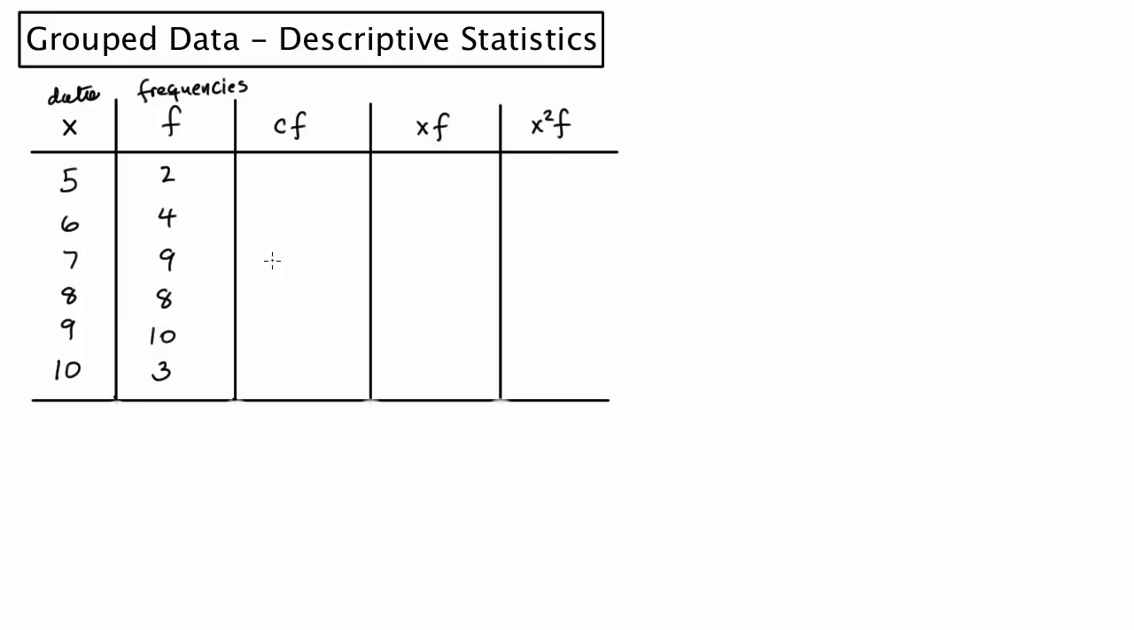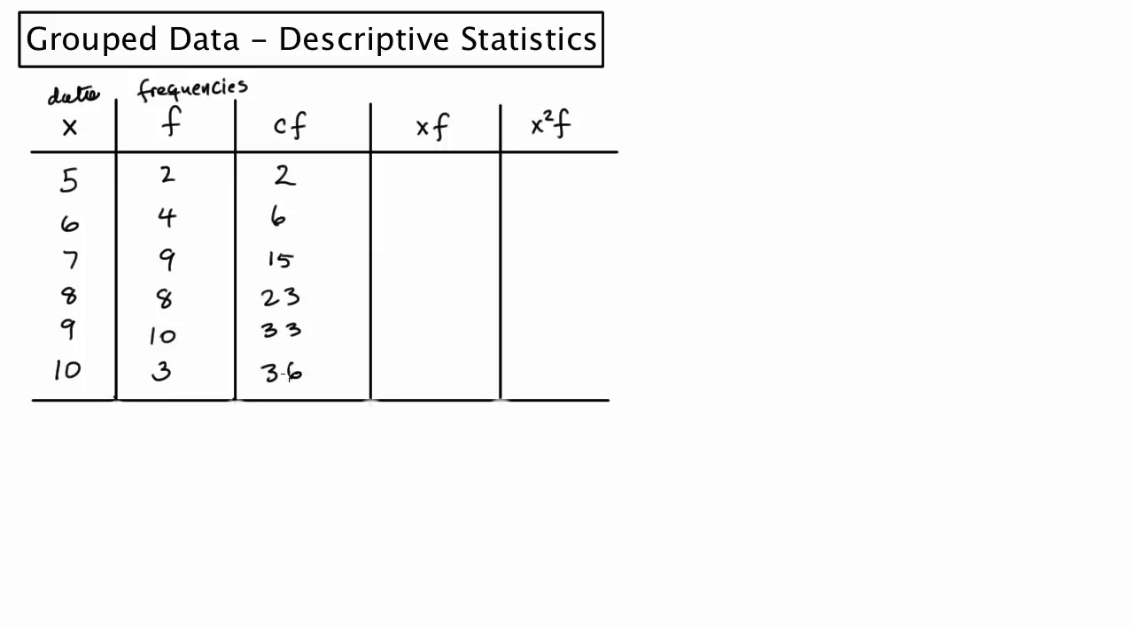Cumulative frequency is a running total of the frequencies you've counted thus far. So at this point we have 2, and in the next row we're going to have 6. All I'm doing here is taking 2 plus 4, which is now 6, 6 plus 9 is now 15, 15 and 8 make 23, and so on.